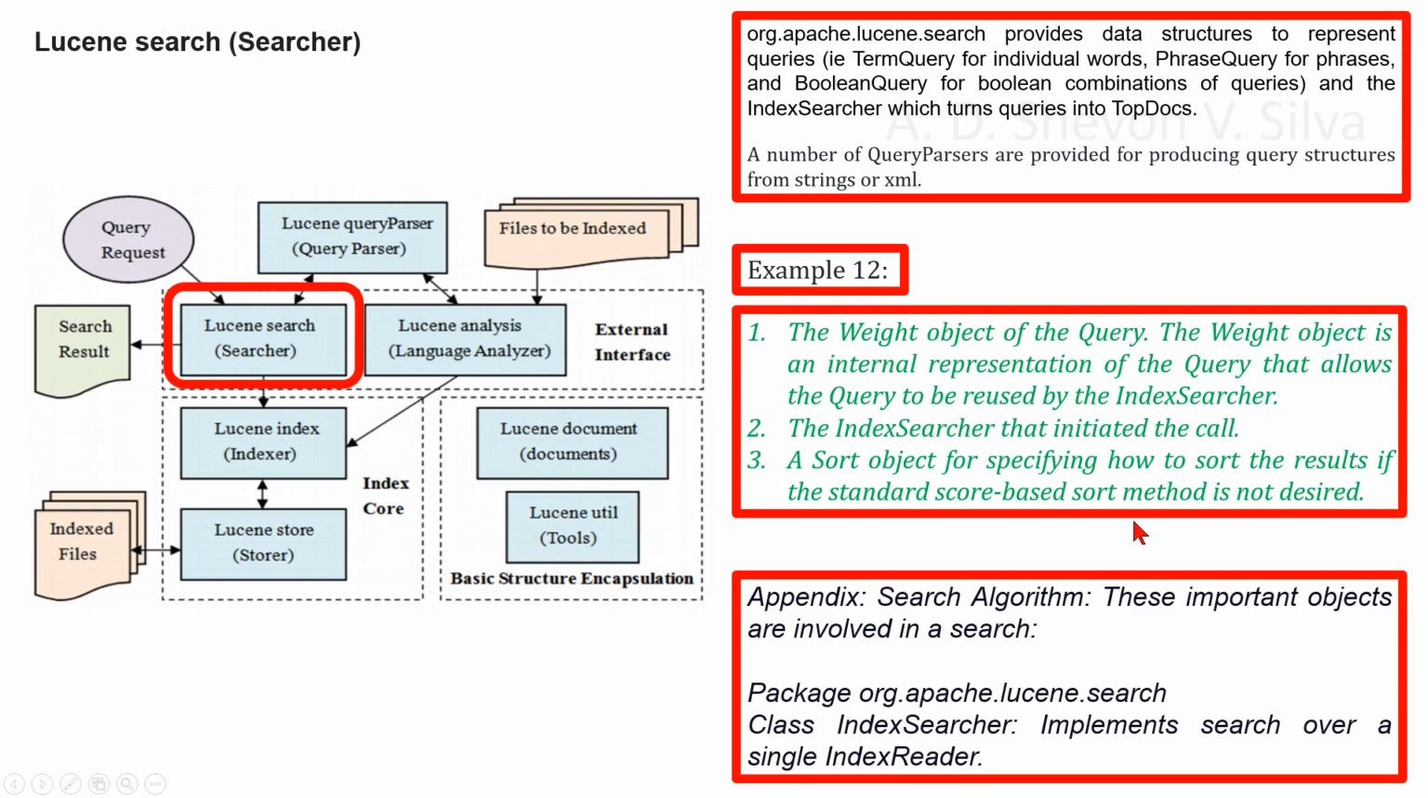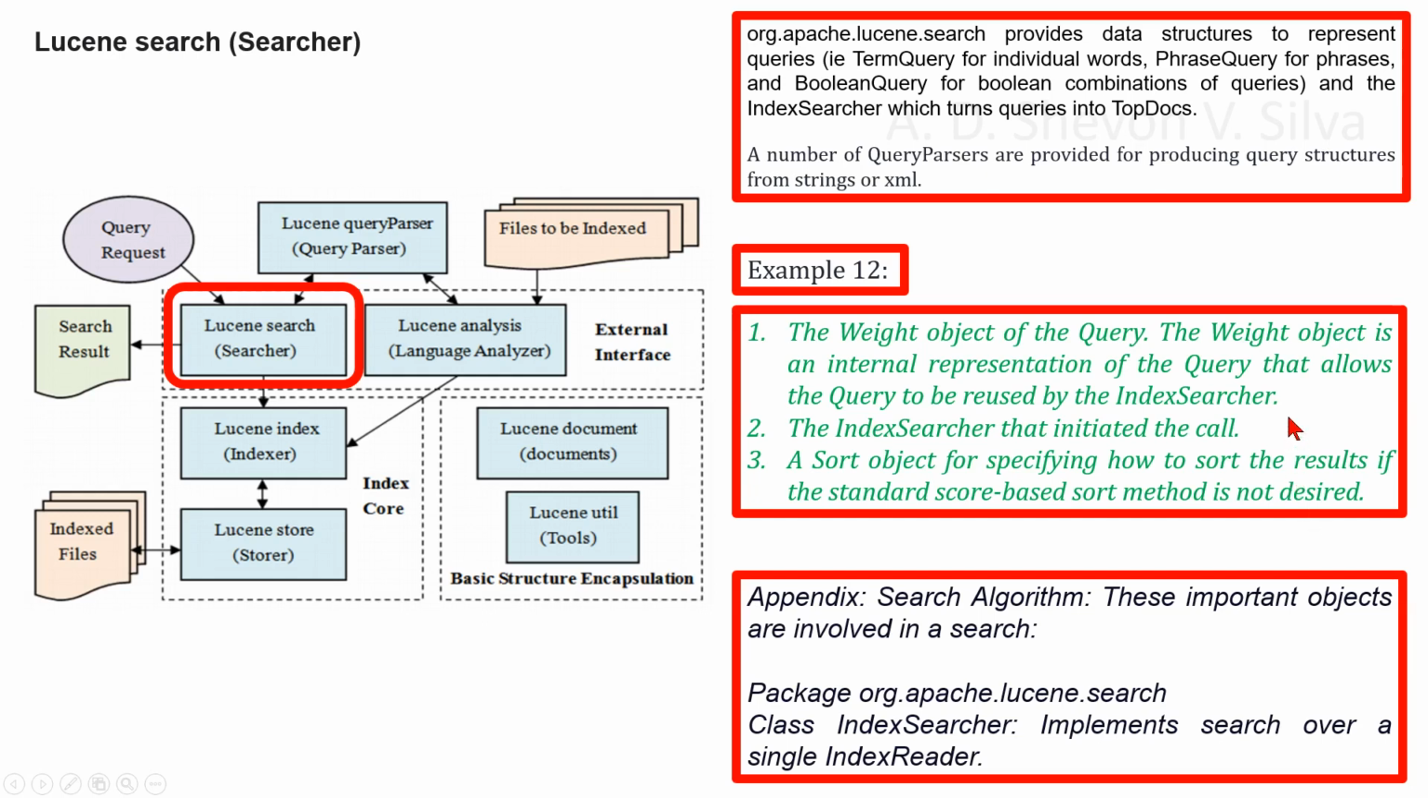Now we are considering the search algorithm. In the search algorithm, these important objects are involved in the search. The class IndexSearcher in package Lucene.search implements search over a single index reader. This section is mostly notes, stepping through a scoring process, and served as fertilizer for the earlier sections. In the typical search application, queries pass to an index searcher, beginning the scoring process. Inside the index searcher, a collector is used for scoring and sorting of the search results.